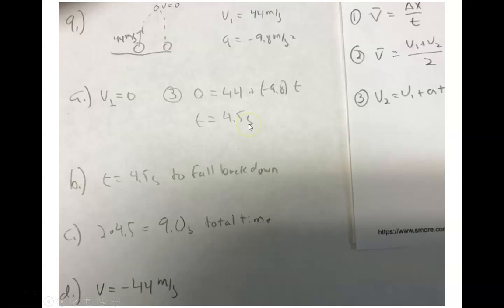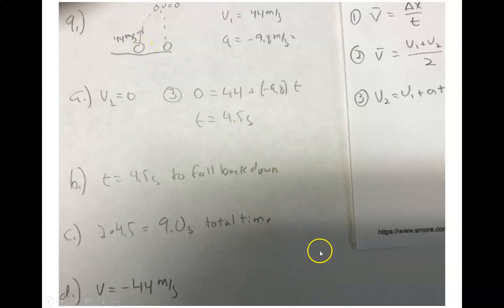So if it took 4.5 seconds to go up, B is how much time it's going to take to fall back down. Well, that's the same. C is what's the total time it's going to be in the air. Well, that's 2 times the time it took to go up, so 2 times 4.5, which is 9. And D, what's its velocity just before it hits the ground? It's going to be negative 44 meters per second, just 44 meters per second pointed down.